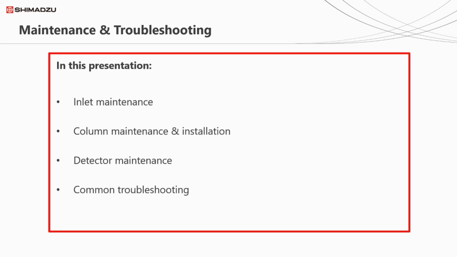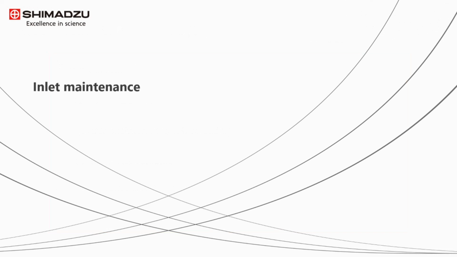This session focuses on basic maintenance, looking at the key areas where regular maintenance is advised. Loosely, this can be broken down into inlet, column, and detector maintenance. Let's start with the most important one, inlet maintenance.